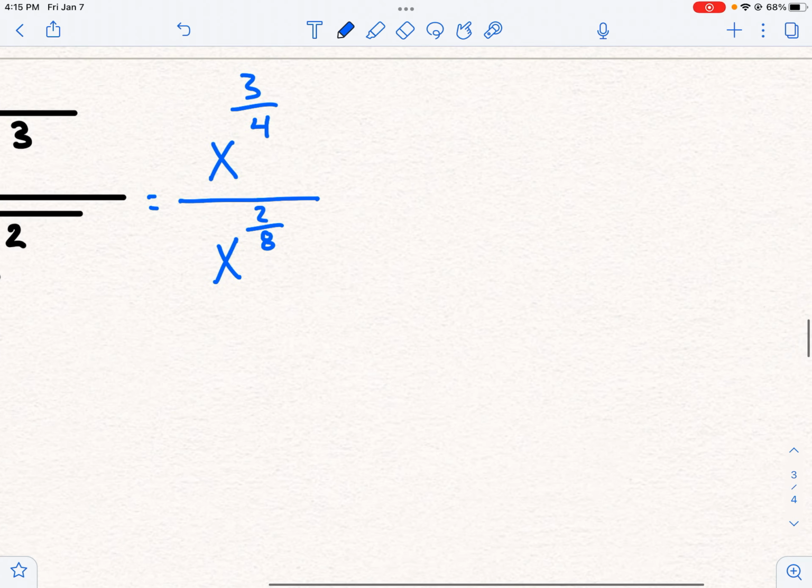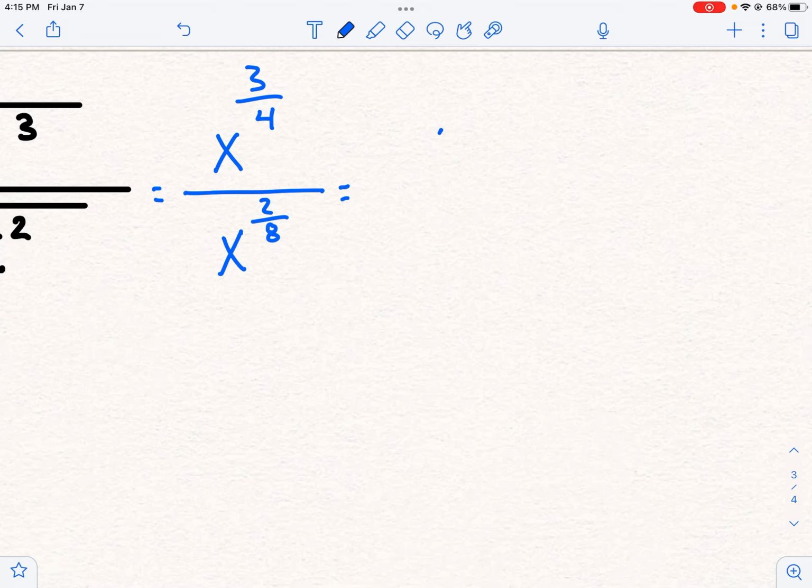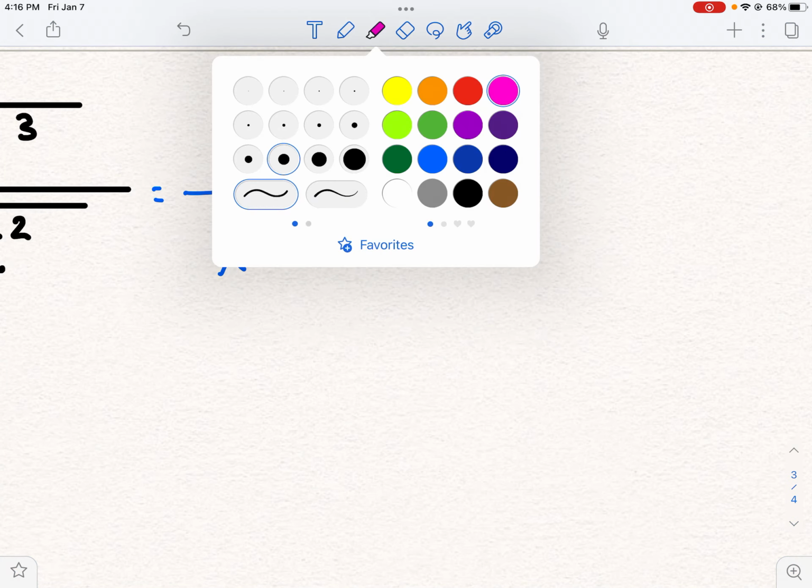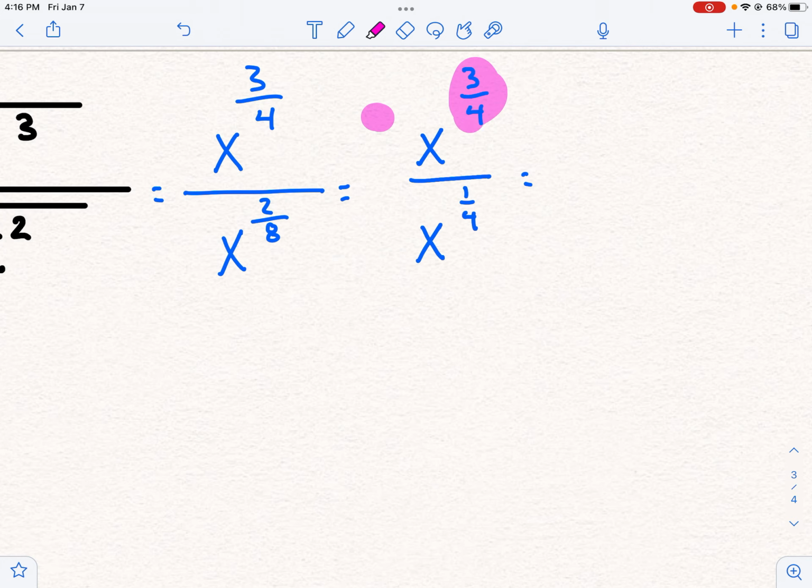And I think I just got lucky, and here's why. I can simplify the bottom, x to the 2/8, into x to the 1/4. And the rule for this, top of the video again, is subtract your exponents. Look what I have here: 3/4 and 1/4. Not only can I subtract those, but they even have common denominators for me. So this problem really became nice.